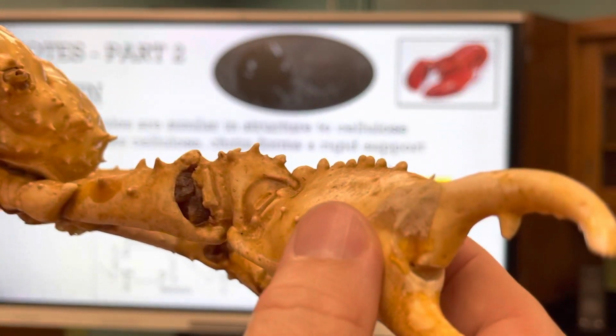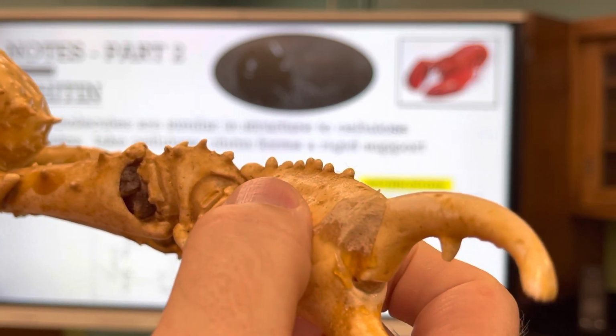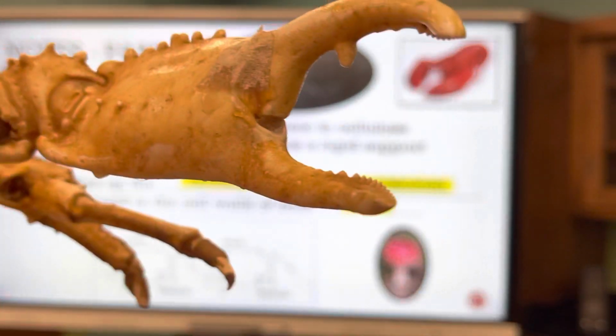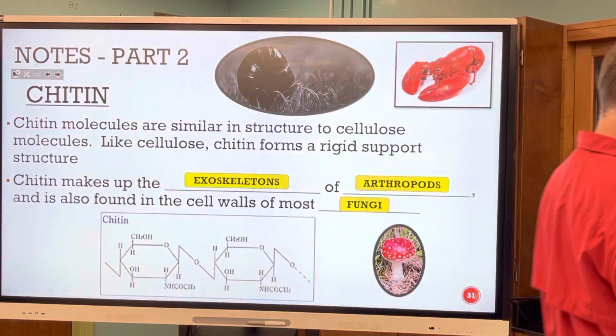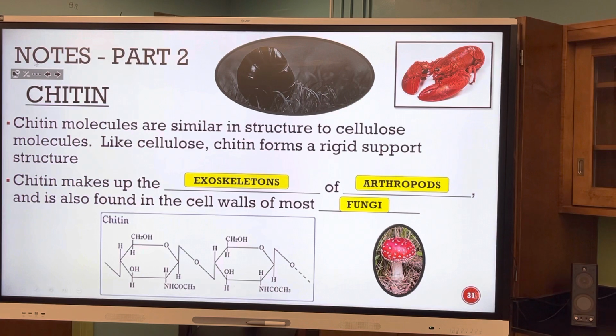If you've ever eaten crab at the restaurant, or lobster, you crack that, and you're cracking chitin. Or if you ever step on a bug and you hear that crunching sound, that's the chitin cracking, just like if you were to step on a branch, you would get a similar snap.